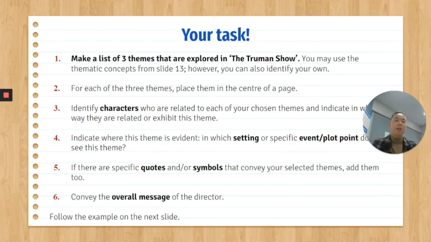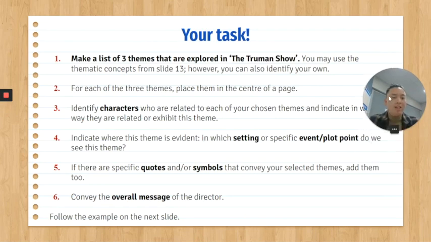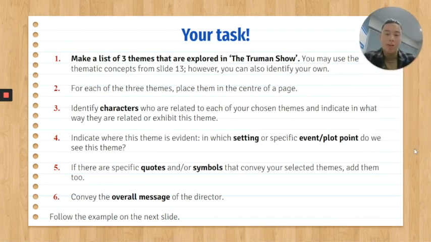And you want to have 3 different pages for each of your 3 different themes. Thirdly, I want you to identify the characters who are related to each of your chosen themes and indicate in what way they are related or exhibit this theme. So come up with a couple of characters that represent and are related to your chosen theme.